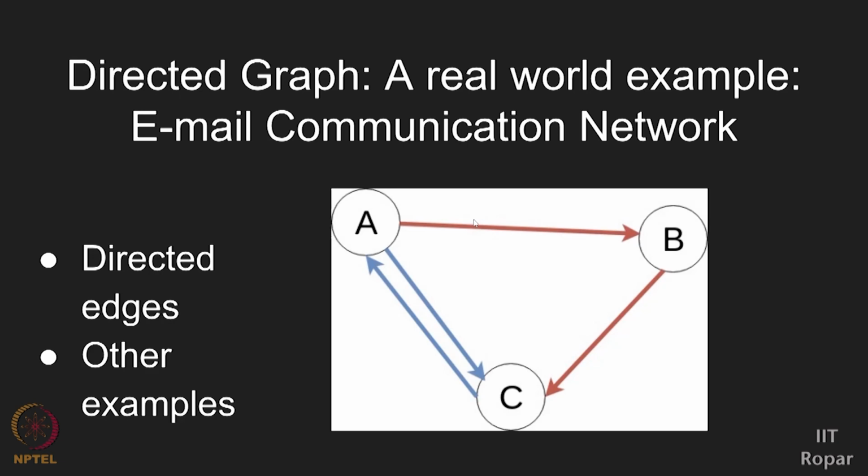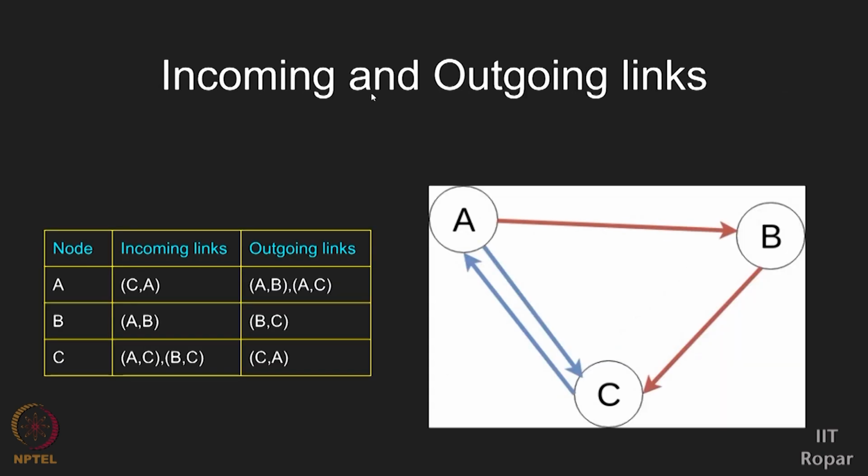Nodes or vertices, and edges or links, may be used interchangeably. Let us see some terminologies. The links or the edges, in the case of an undirected graph, are bidirectional, so we just say they are the edges. But here it's a directed graph, so the direction matters, so we will say incoming links and outgoing links, incoming edges and outgoing edges.